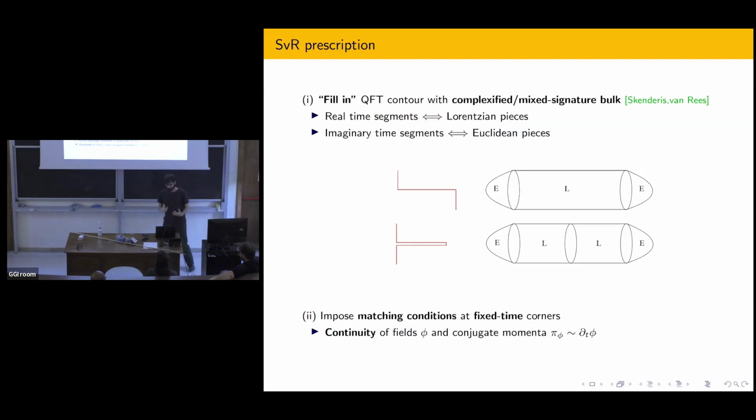The next step in this construction is that we need to impose certain matching conditions on the fixed time corners, so the places where the Euclidean and Lorentzian bulk meet. These are fixed time slices. And we want to impose that the fields and the derivative of the fields are continuous there. This comes basically from demanding that the full bulk action is on-shell.